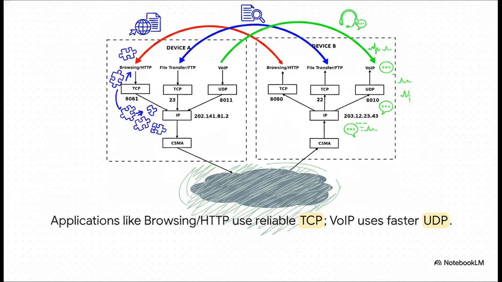See, on one side, you've got stuff like web browsing or downloading a file. For these, getting the data exactly right is everything. I mean, you can't have a web page show up with missing chunks, right? That's why they use TCP. It's all about reliability. But then on the other side, you've got something like a voice call over the internet. In a live chat, if a little piece of audio gets delayed, it's totally useless by the time it arrives. It's actually better to just drop it and keep the conversation flowing. Speed is way more important than perfection. And for that, you use the much faster UDP.